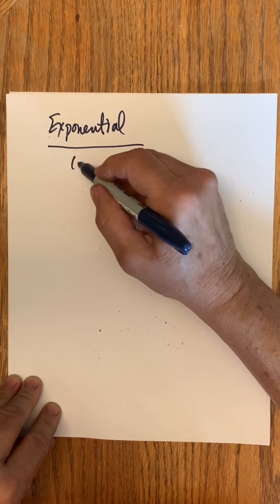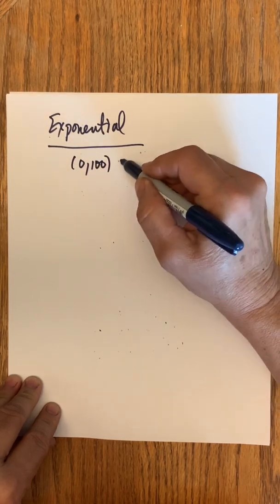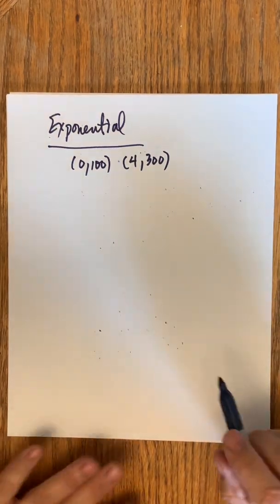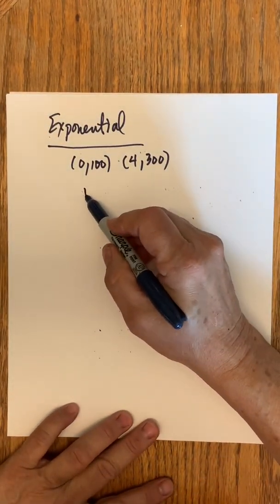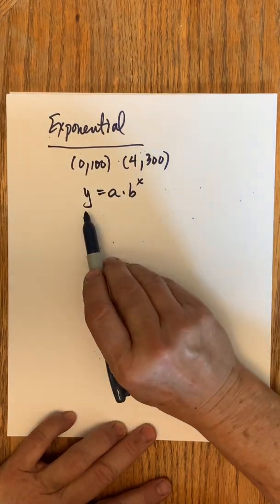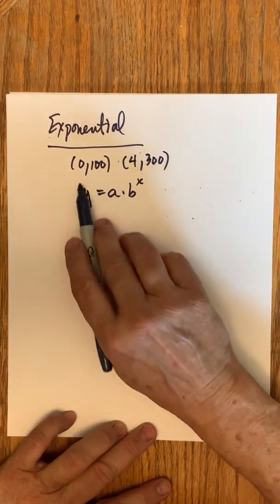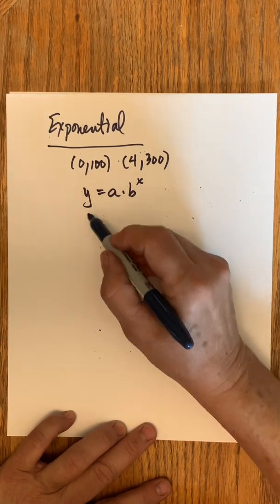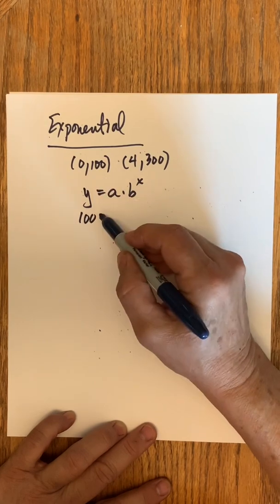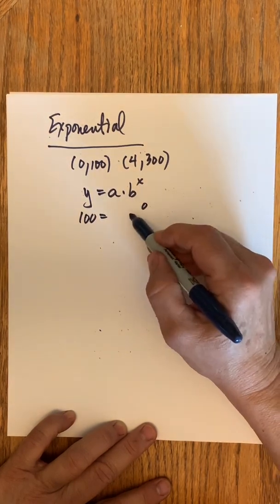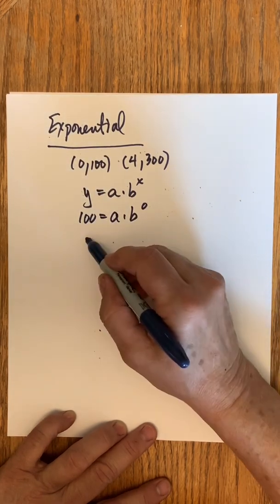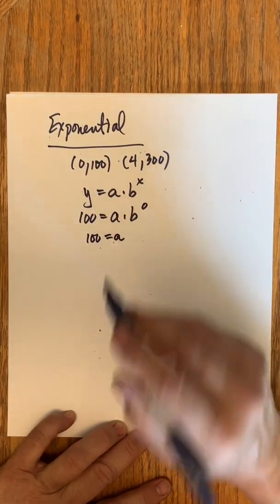Okay, same 2 points, (0, 100) and (4, 300). So the idea is we have the form y equals a times b to the x, and we can go ahead and put in the points. So the technique is essentially to put the points in. So 100 for y, 0 for x, and anything to the 0 power is 1, so you have 100 is equal to a. So there's your starting amount.